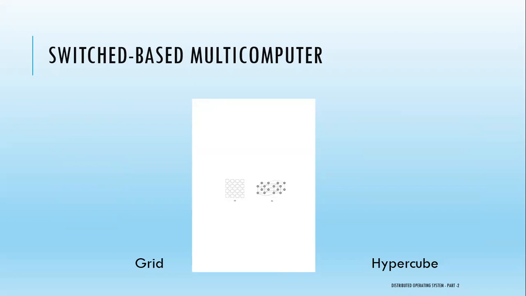Grids are easy to understand and lay out on printed circuit boards. They are best suited to problems that have an inherent two-dimensional nature, such as graph theory or vision. A hypercube is an n-dimensional cube. The hypercube is shown in the diagram. The right-hand side diagram B is four-dimensional.